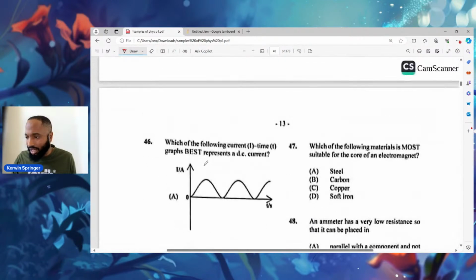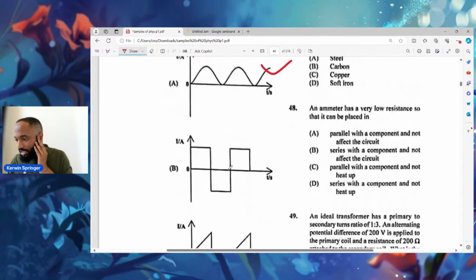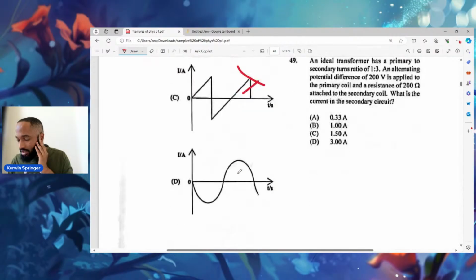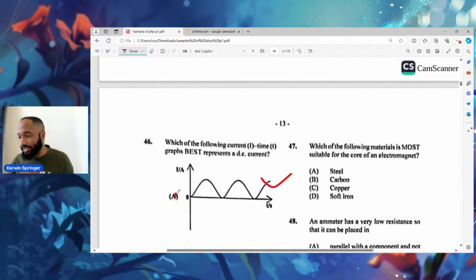So what do you think? Are you going to be able to smash the exam at top speed? Which of the following current-time graphs best represents a DC? This looks like DC, not all of these dipped. They went in the opposite direction. So A is the answer.